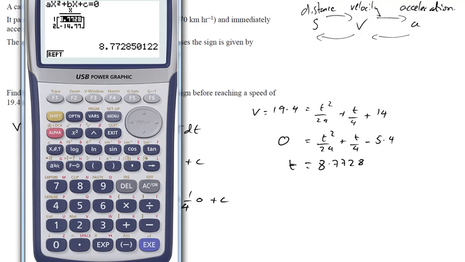Okay, now the negative value, that's ludicrous, it can't happen, so I can just ignore that. So it takes 8.77 seconds for it to reach the maximum speed.